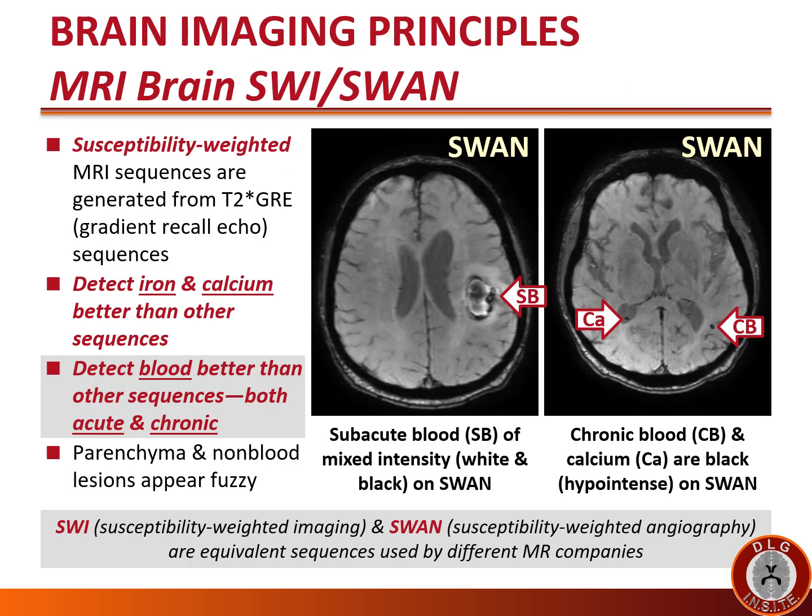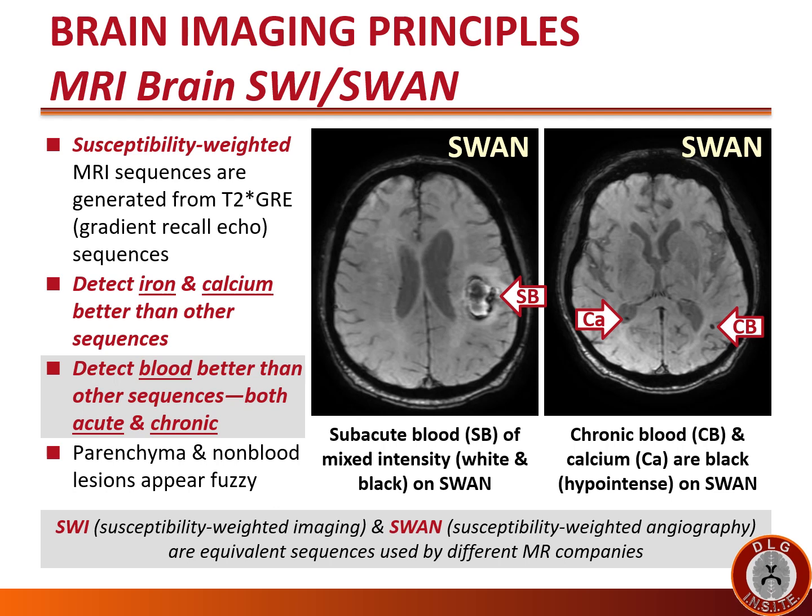SWI or SWAN images are susceptibility-weighted MRI sequences generated from T2 star GRE or gradient recalled echo sequences. SWI or SWAN images detect iron and calcium better than other sequences. They detect blood better than other sequences, both acute and chronic. The parenchyma and non-blood lesions appear fuzzy.